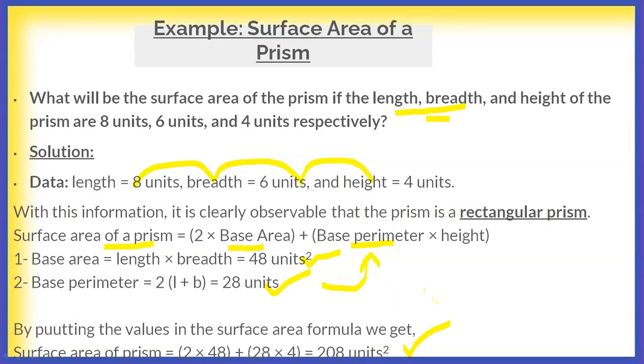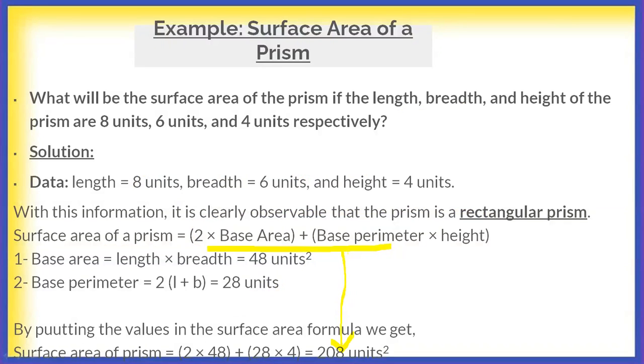Pause this video and write that formula, and once you have written the formula, then you make a start. What is the base area? What is the base perimeter? First, you have to find these. Once you have found these, substitute them inside the formula and then find the final value. Otherwise, you have the breadth, height, and length, so you can use the direct formula. Okay?